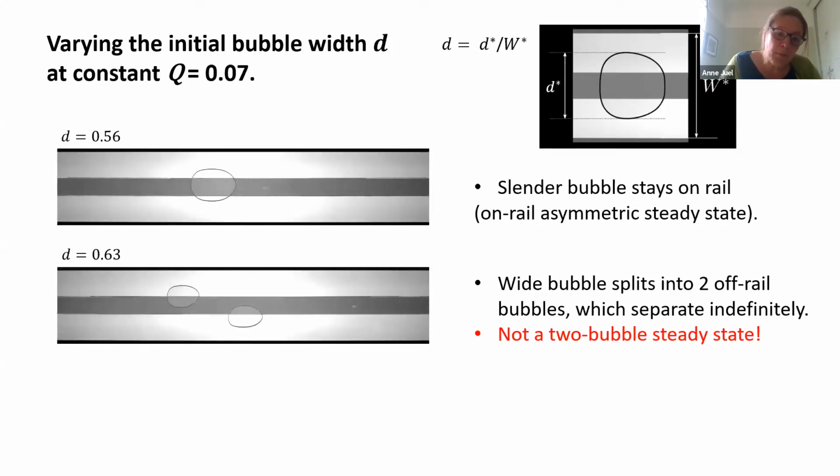And so it's important to take a moment to think about that. Basically, these bubbles are going to separate indefinitely. They become very quickly independent of each other, and they do not form a 2-bubble steady state. Okay, so clearly at this flow rate we have a single bubble steady state available, but when the bubble is wide enough, we're not able to reach it, and we get something really quite different as a long-term outcome.